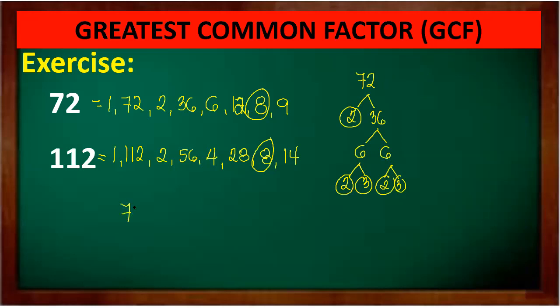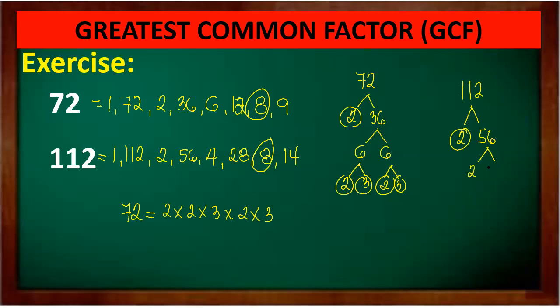Therefore, the prime factors of 72 are 2 times 2 times 3 times 2 times 3. Let's go with 112. What are the prime factors of 112? It's divisible by 2, so 2 times 56. 56 is a composite number. So what are the factors of 56?